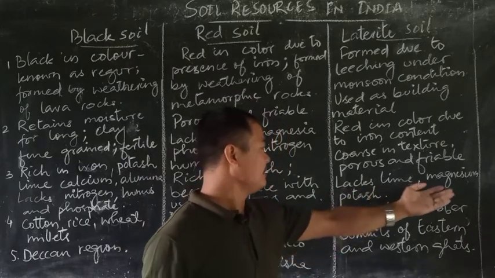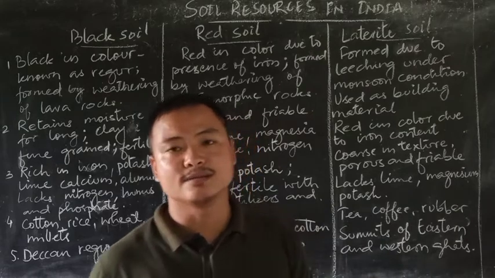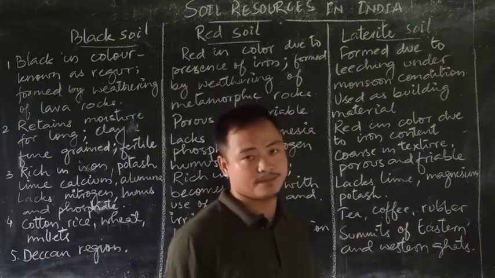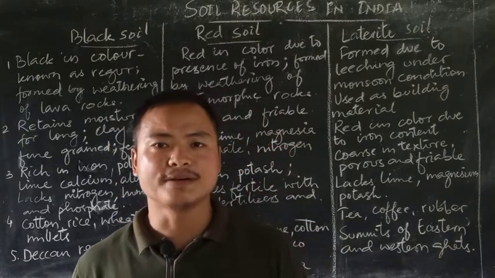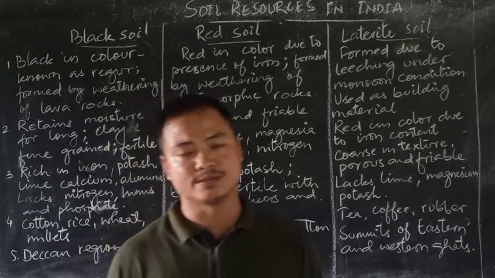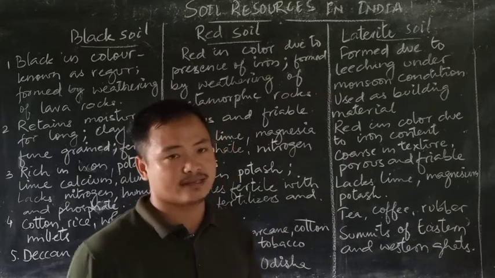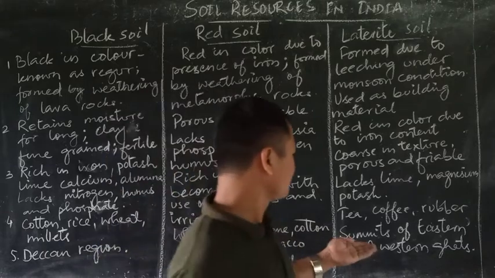It lacks lime, magnesium and potash, but is quite profitable for growing plantation crops like tea, coffee, rubber and so on. This is because we have always found that tea and coffee mostly grow on hill slopes and grow best there. And this is why lateritic soil becomes very profitable for growing these plantation crops.